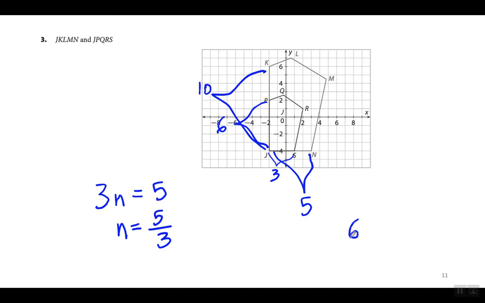If I multiply 6 by 5 over 3, will I get 10? Yes, I will, because you get 30 over 3, which when you simplify equals 10. So both the horizontal side as well as the vertical side are being multiplied by 5 over 3 to go from the pre-image to the image. So yes, they are similar.